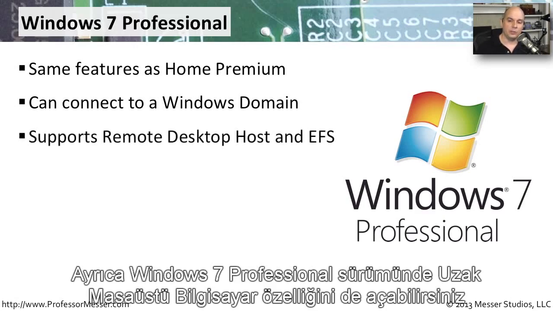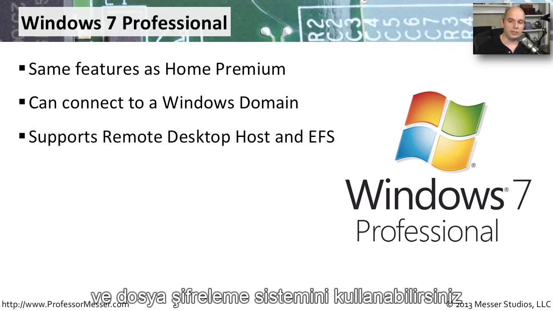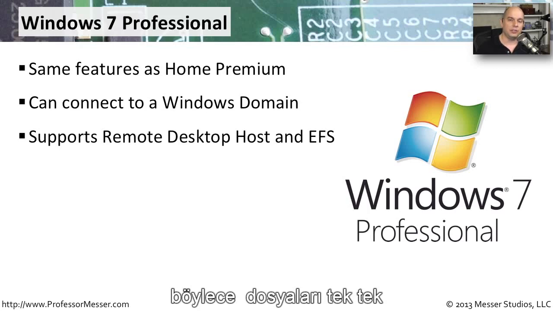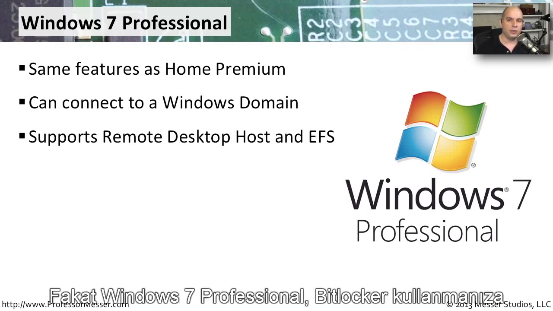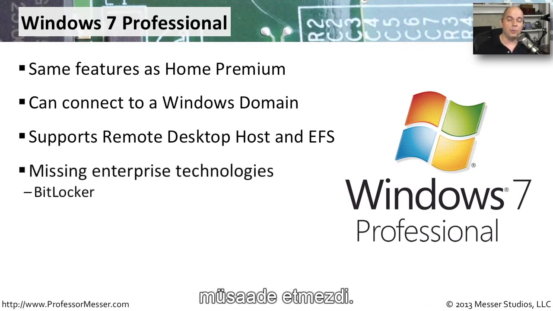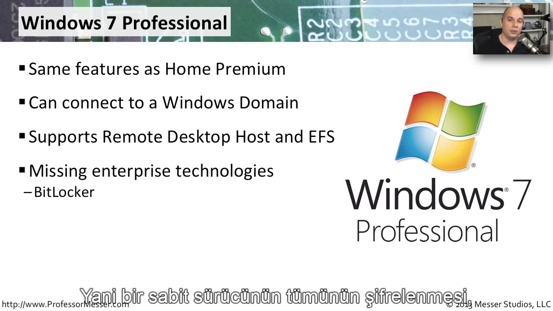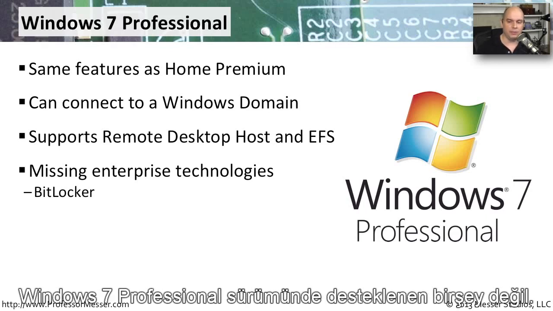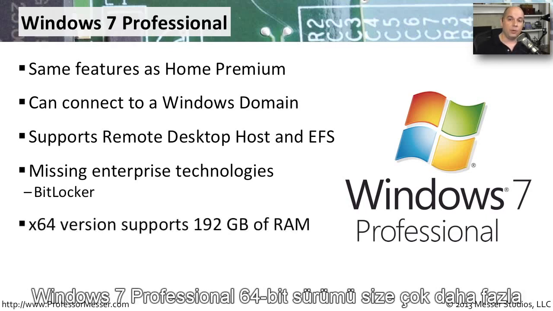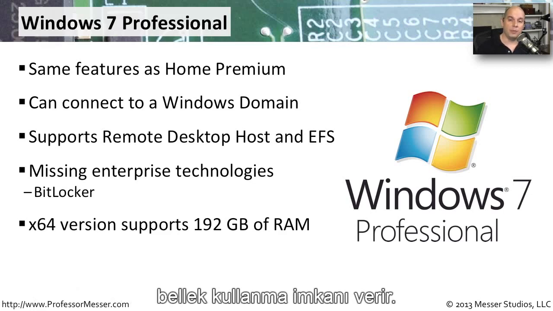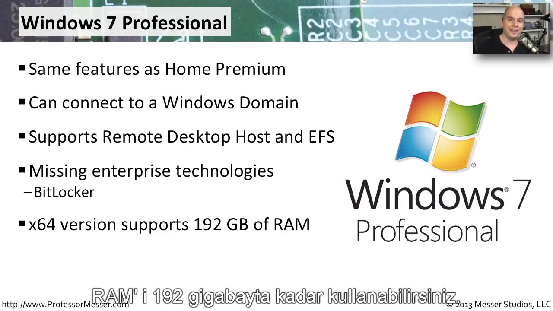You can also turn on the remote desktop host capabilities on a Windows 7 Professional and use the encrypting file system so that you're able to encrypt individual files. The Windows 7 Professional, though, did not allow you to enable BitLocker, so the entire encryption of a hard drive is not something supported inside of Windows 7 Professional. The 64-bit version of Windows 7 Professional allowed you to use a lot more memory. You could use up to 192 gigabytes of RAM.